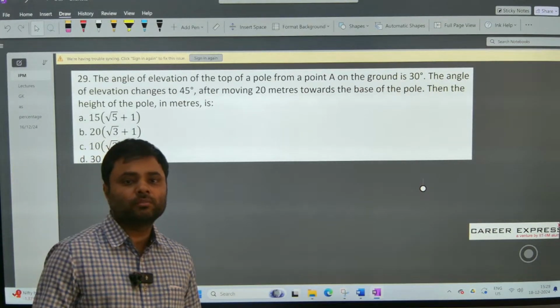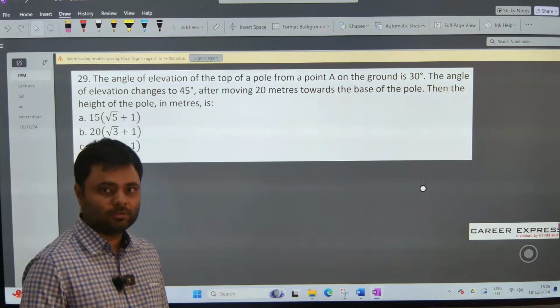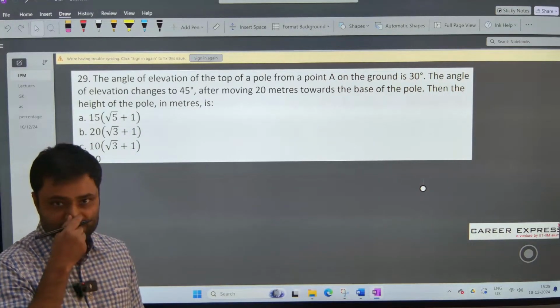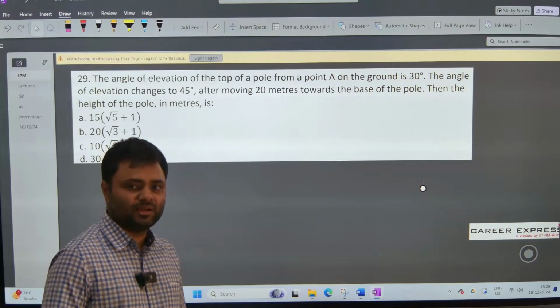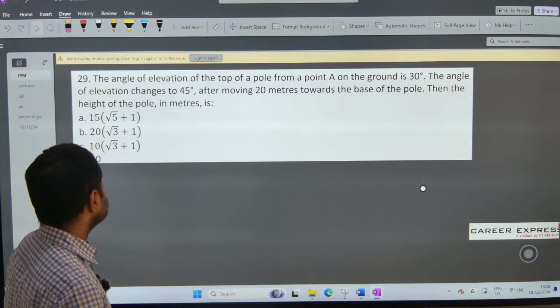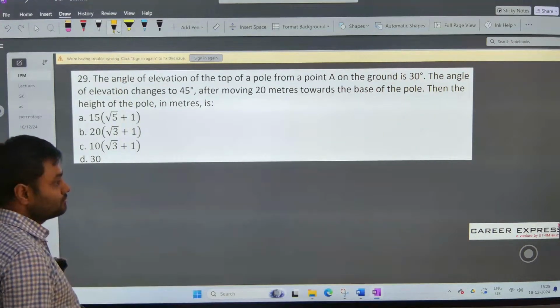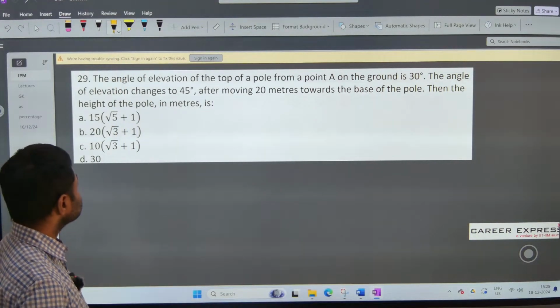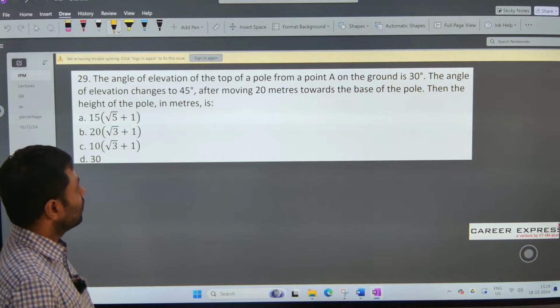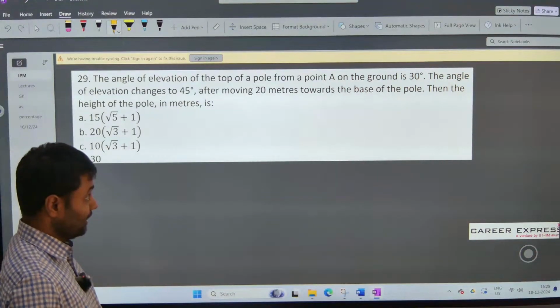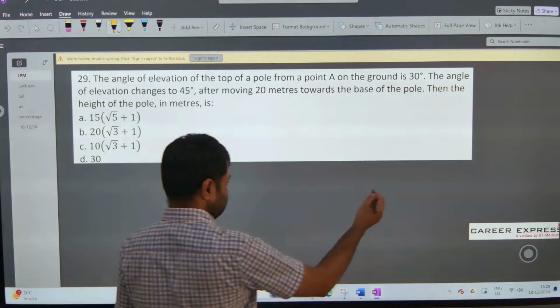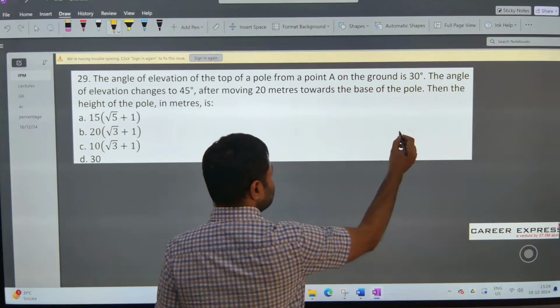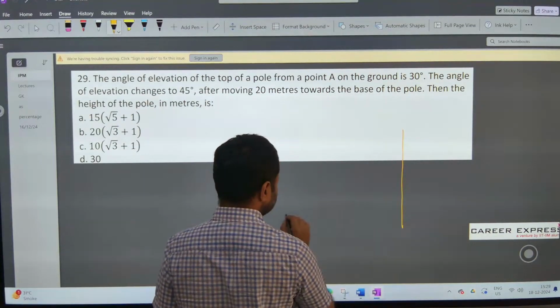This is the question from IPMAT Indore 2024 paper QA section, and the question is based on trigonometry, specifically height and distance. The question says the angle of elevation of the top of a pole from point A on the ground is 30 degree. So we will directly start making the diagram.